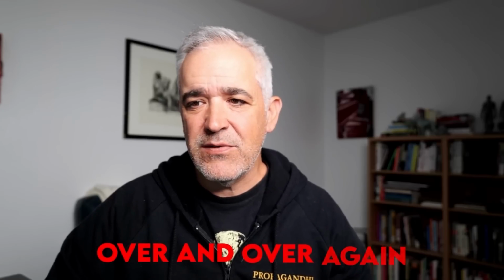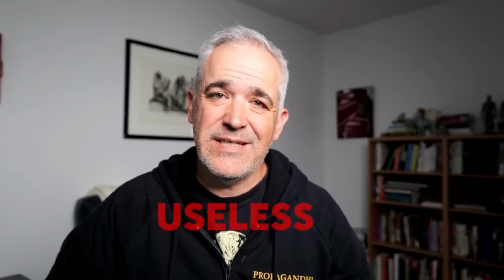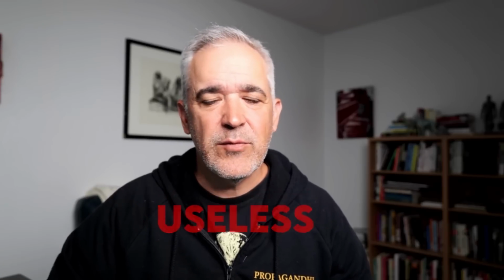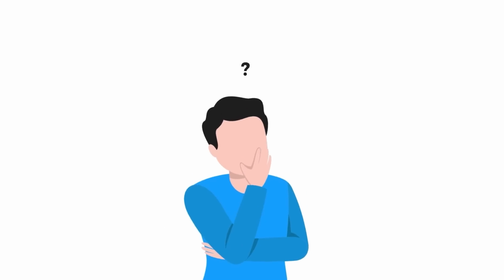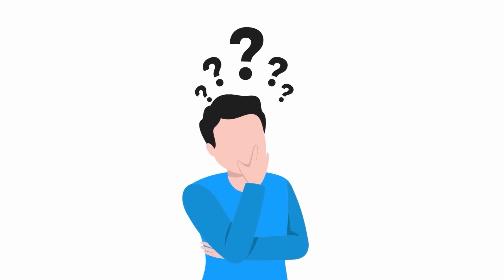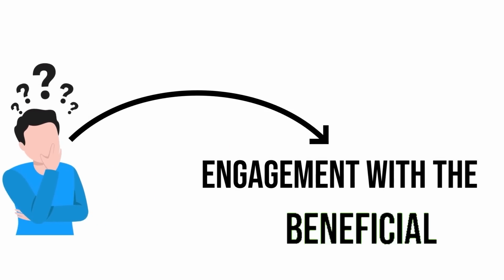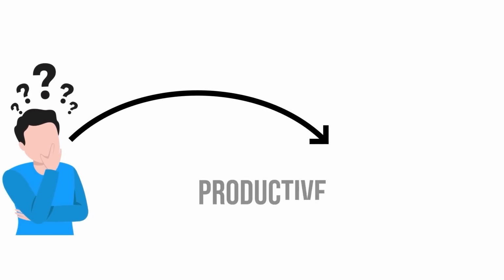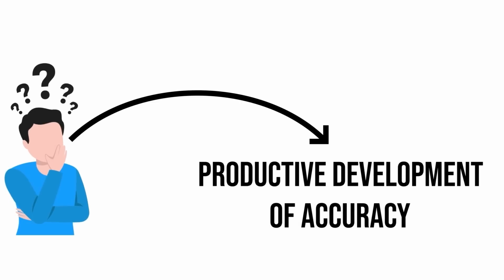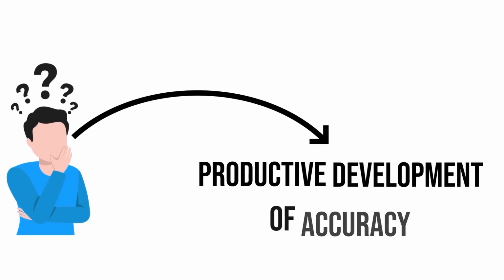So to study them in isolation would be like getting really good at writing the alphabet, just perfecting the A over and over again. That seems useless, right? It seems kind of silly when we put it that way. So instead, let's think of ways we can use them that might still allow us some engagement with the productive development of accuracy and mastery.